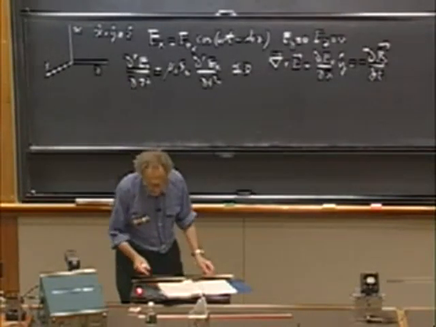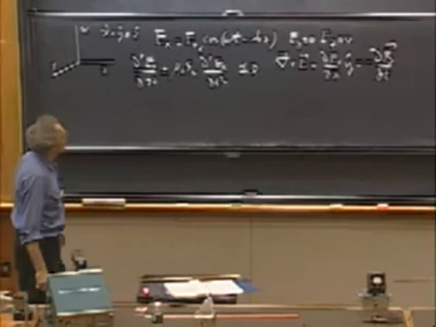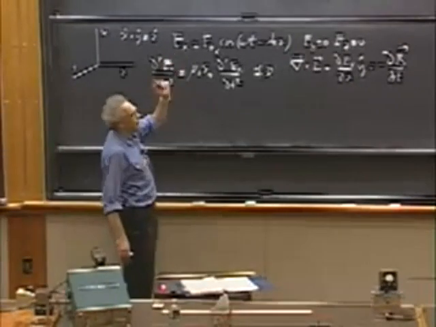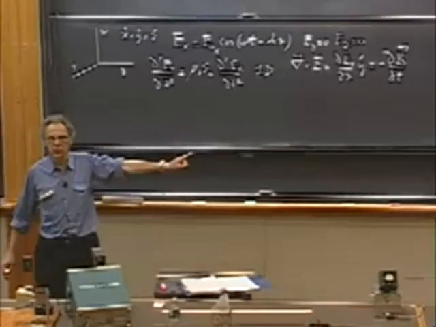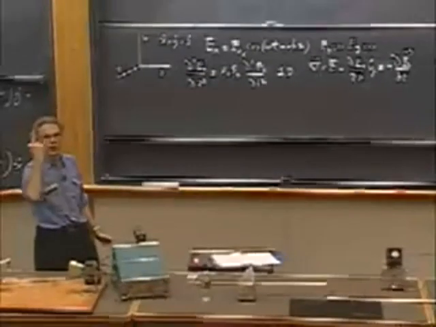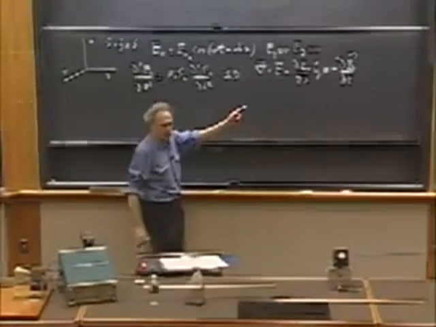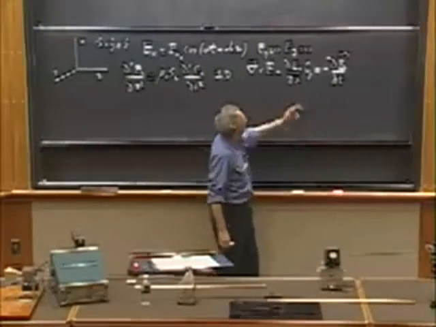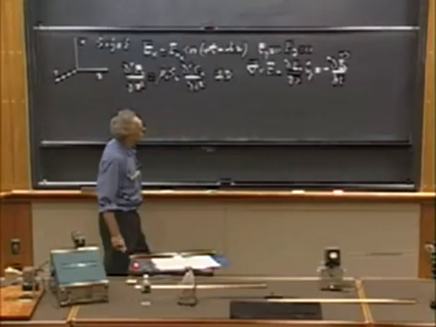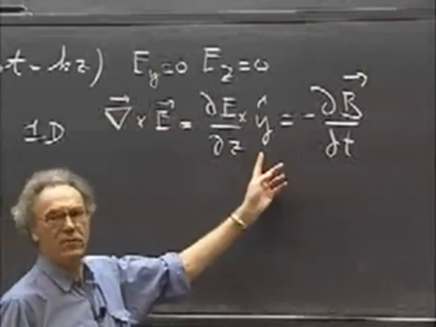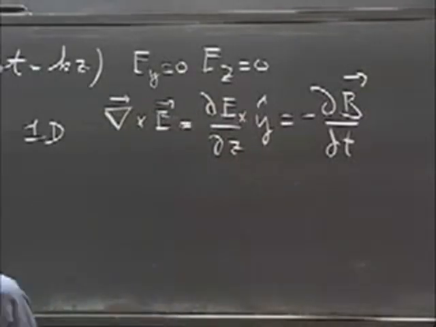So my question now is, what is B? So this is the traveling wave in the z direction, which has an E vector only in the x direction, as of now. And I want to know, what is the associated B field? Well, for one thing, you can already see that the B field is going to be in the y direction.